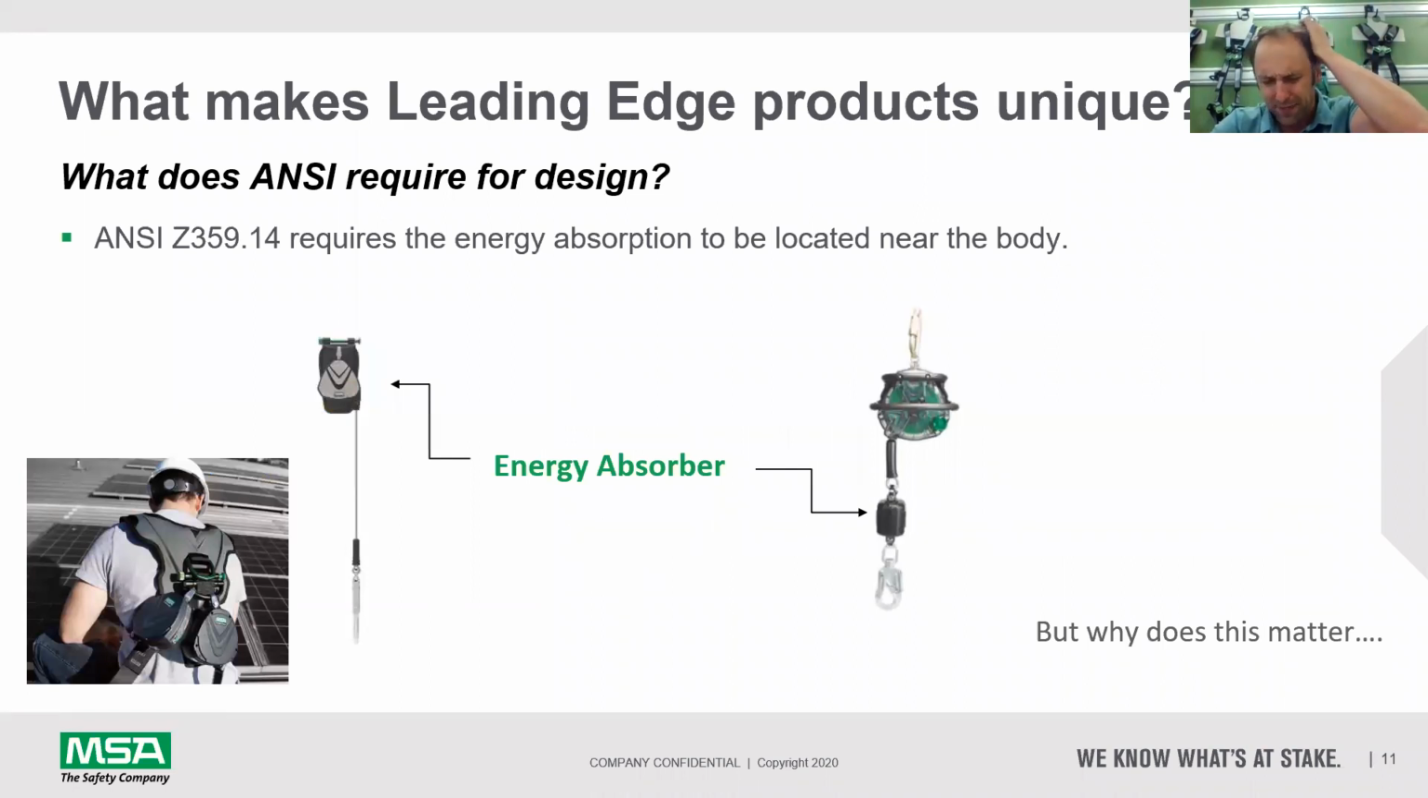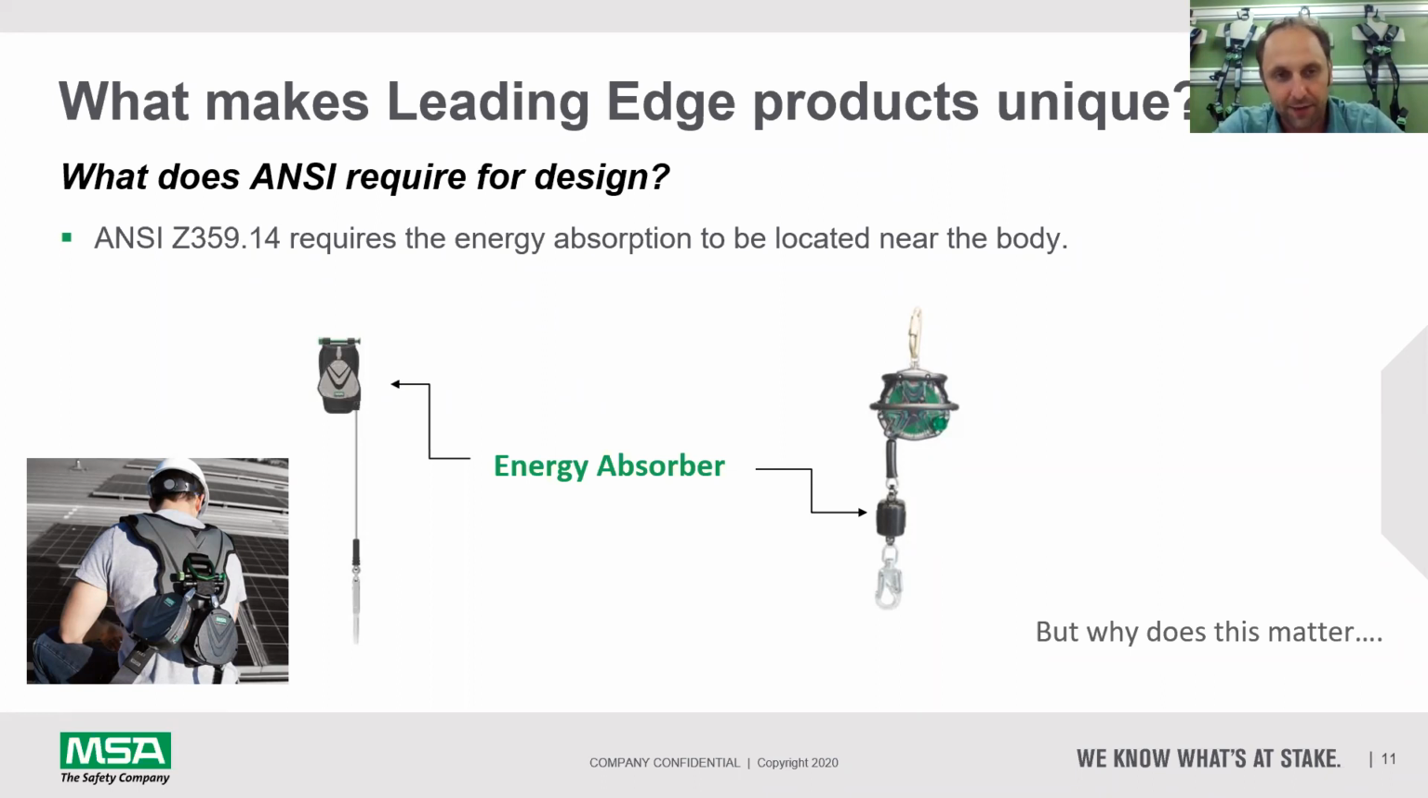I'd like to spend just a few minutes on leading edge, on class 2, just to give maybe some perspective. It's a good refresher for everyone, I think. So what does ANSI require from a design perspective when it comes to leading edge? ANSI wants the energy absorption system to be located near the body.